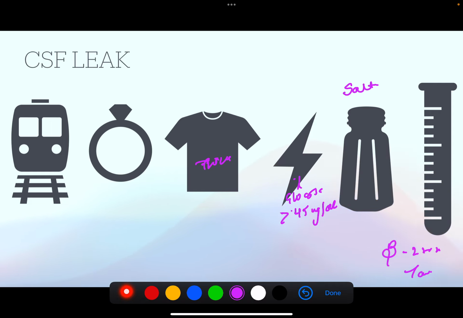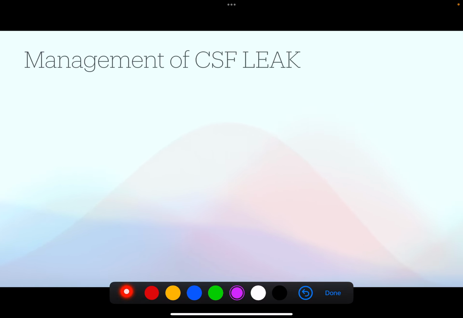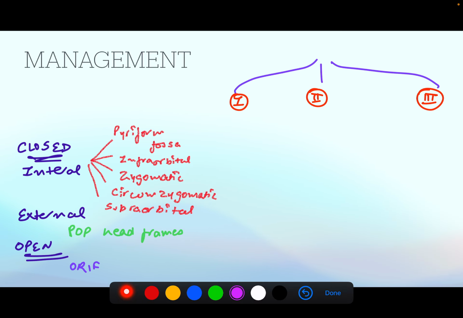For the labs, we'll go ahead with the beta-2 transferrin or tau protein test. For the management of CSF leak, we go ahead with antibiotic coverage for the patient, and also we keep the patient in a propped up position, and cranioplasties are done when there is no effect from the previous managements.